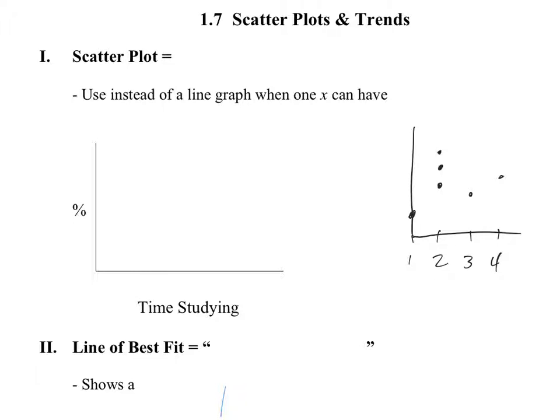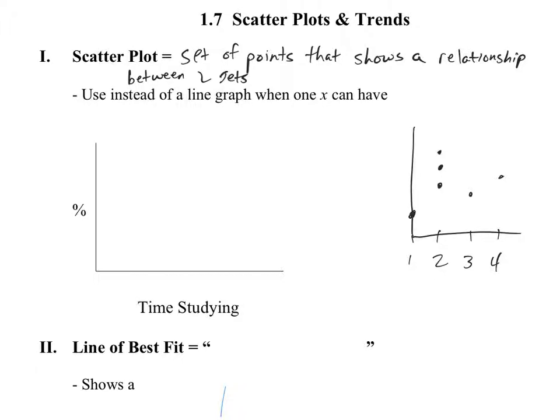So a scatter plot, what we want to say is it's a set of points. It's really a graph with a set of points, but a set of points that shows a relationship. By that they mean when x is this number, what is y? But shows a relationship between two sets of data. So it's a set of points that shows a relationship between two sets of data.